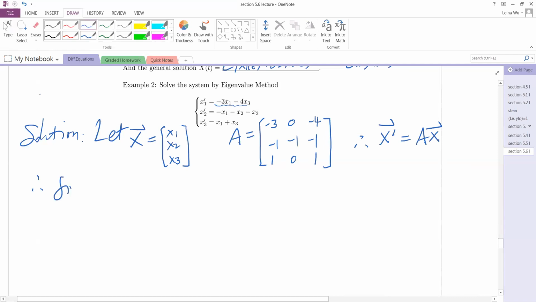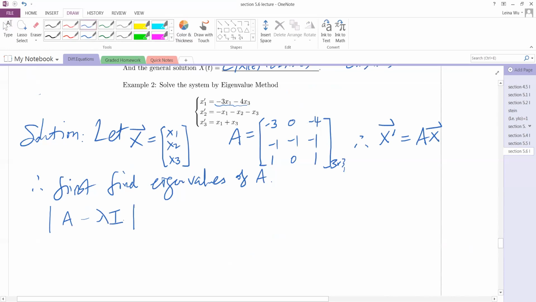First of all, we're trying to find the eigenvalues of matrix A, which would be the determinant of A minus lambda I. Because matrix A is 3 by 3, my identity matrix should be of size 3. So we solve the determinant of A minus lambda I3 equals 0.